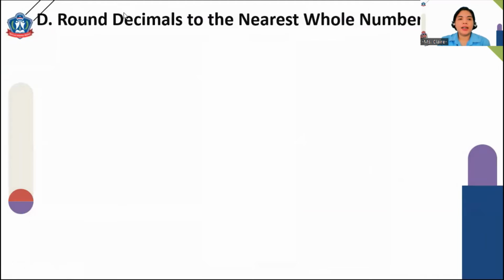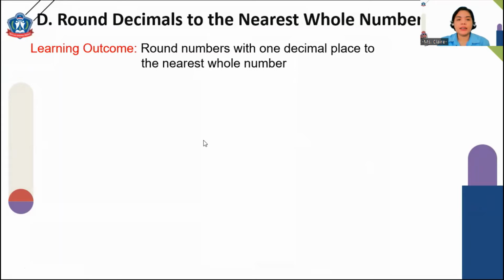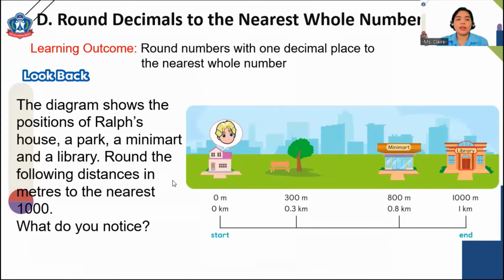Now let's go to lesson D, rounding decimals to the nearest whole number. The learning outcome for this lesson is to round numbers with one decimal place to the nearest whole number. I have here a picture. It shows the house of Ralph, this one here. Then we have the park.